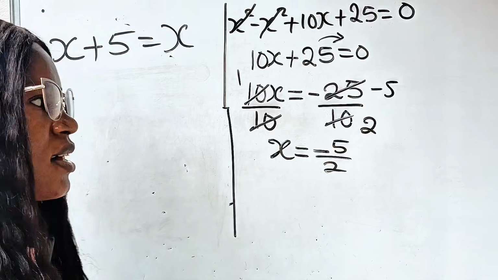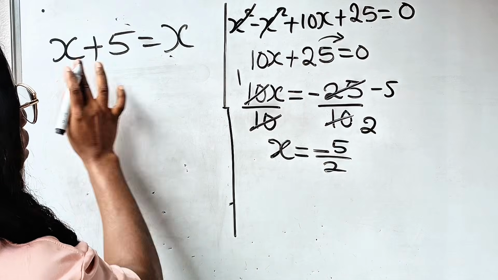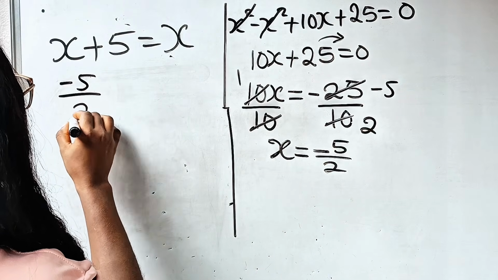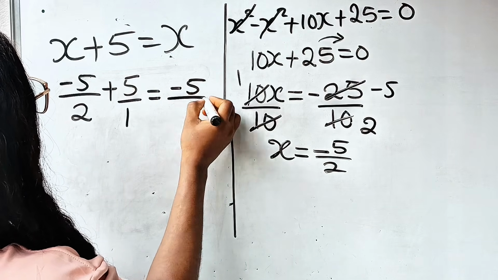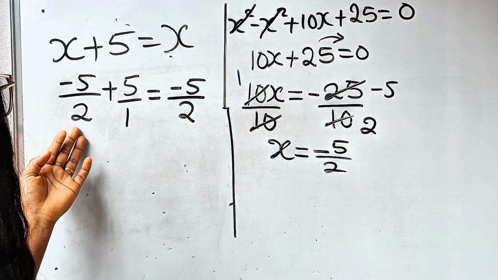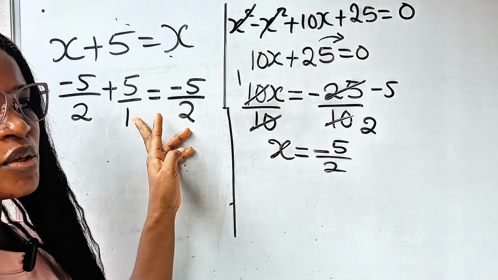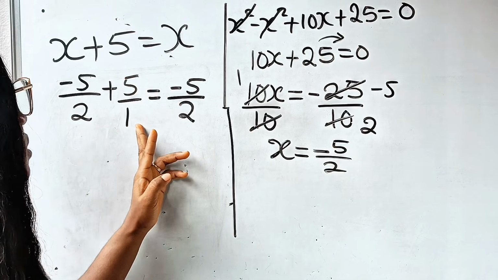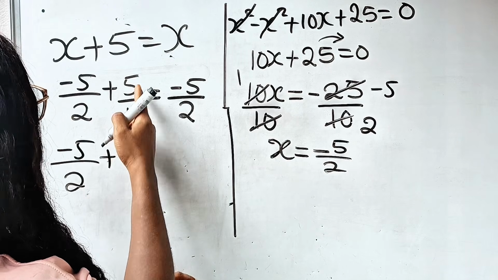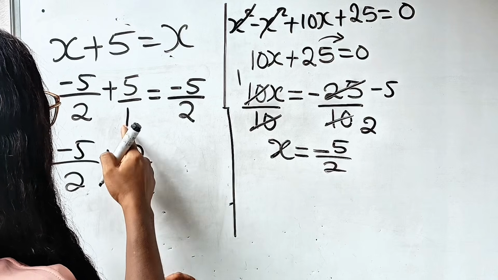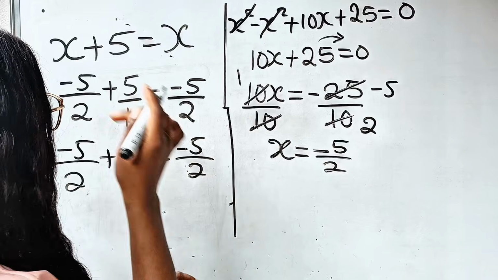Let's see if we are correct that x is actually -5 divided by 2. So x is -5 divided by 2. So we have -5 divided by 2 plus 5 divided by 1 is equal to -5 divided by 2. Now the LCM of 2 and 1 is 2. So if I want to make the denominator 2, I need to multiply the numerator and the denominator by 2. So I will have -5 divided by 2 plus 5 multiplied by 2 is 10, 1 multiplied by 2 is 2, is equal to -5 divided by 2.